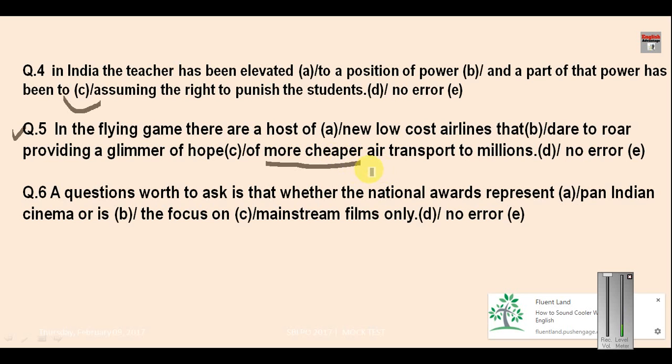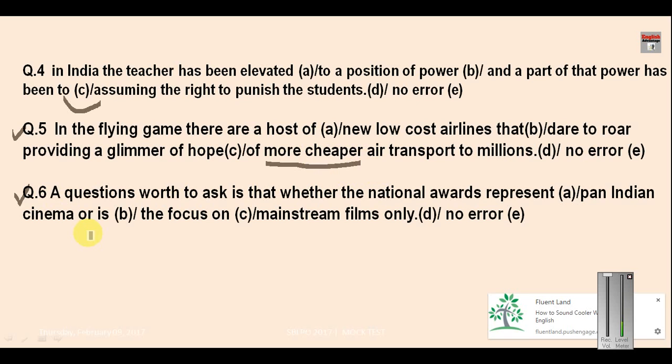because we cannot use two comparatives of the same adjective twice. Okay, so more cheaper is inappropriate. In place of more cheaper, we can just say cheaper, and your sentence will be corrected. So you have to remove more from here, and D will be your answer. Now let us see the question number 6.